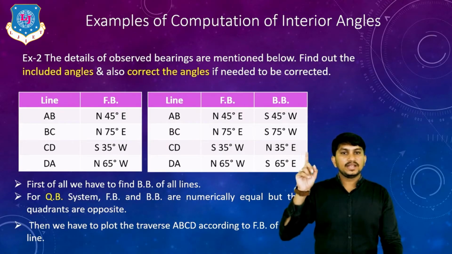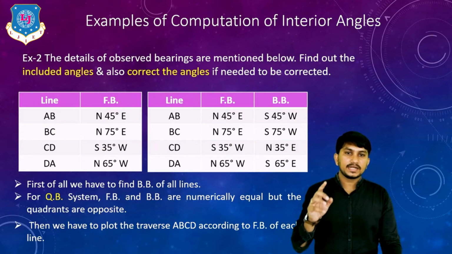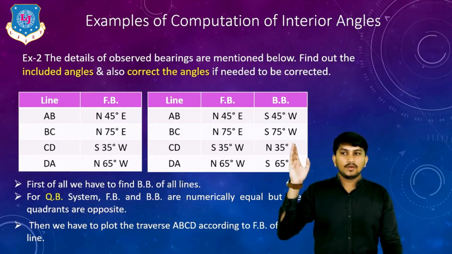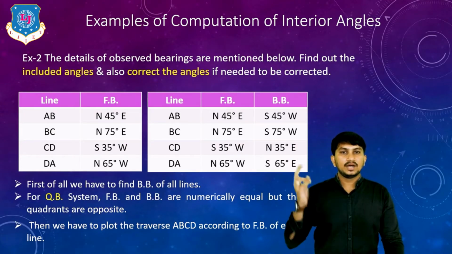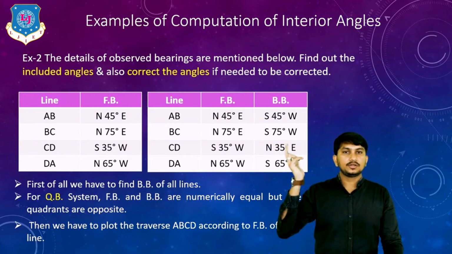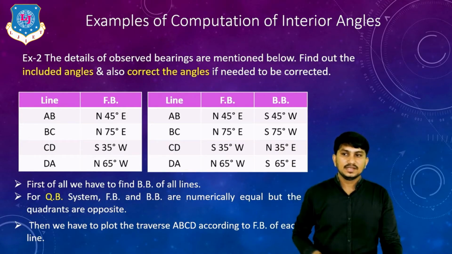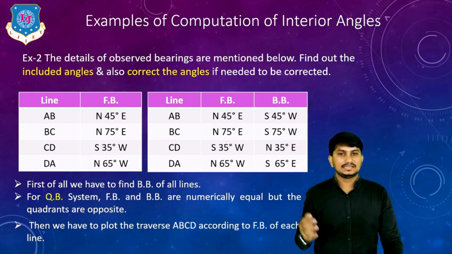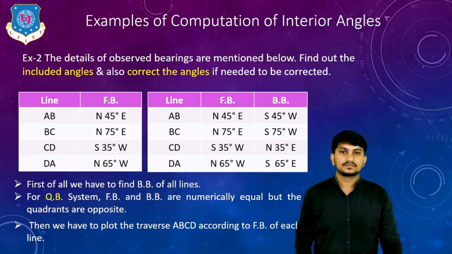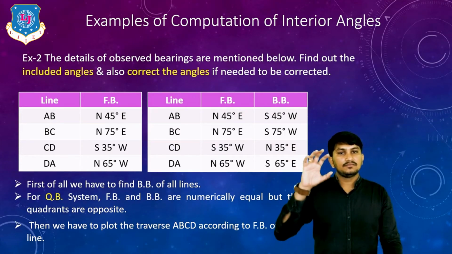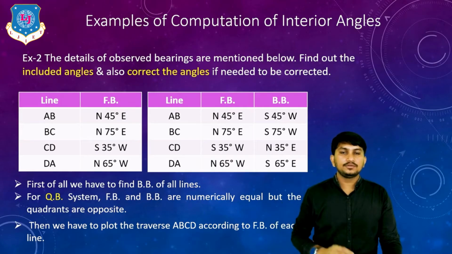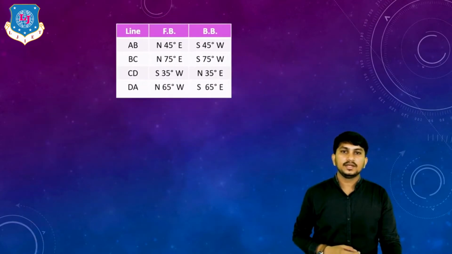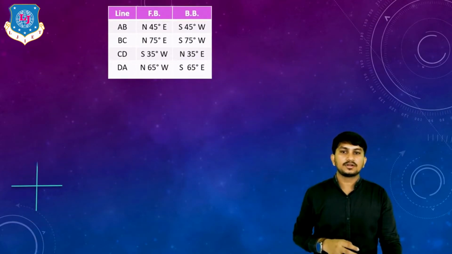Fore bearing of AB is equal to north 45 degrees. So back bearing is equal to the same value, 45 degree, but quadrants are opposite: north to south, east to west. Similarly, we can find back bearings of all lines AB, BC, CD and DA. After finding back bearing, we have to draw a traverse. So by using this table, we will draw a traverse.